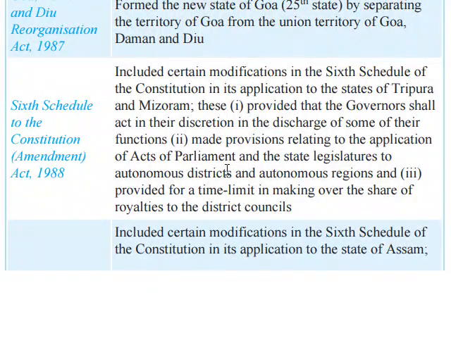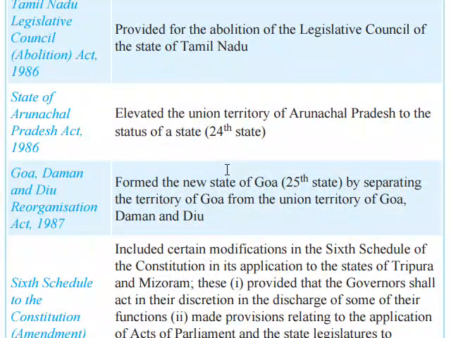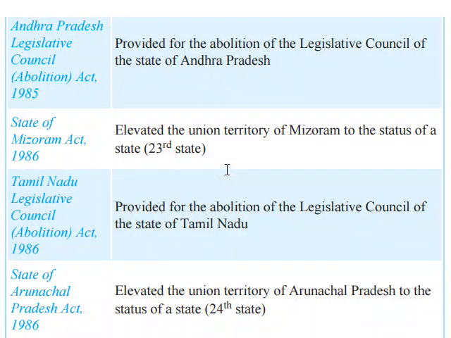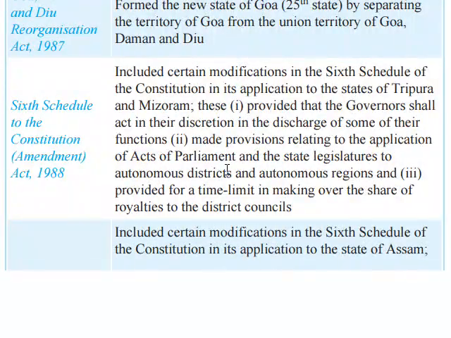6th Schedule to the Constitution Amendment Act 1988 included certain modifications in the 6th Schedule of the Constitution in its application to the states of Tripura and Mizoram. So: 1987 Goa, Daman and Diu; 1986 Arunachal Pradesh; 1986 Tamil Nadu; the state of Mizoram 1986; Andhra Pradesh 1985; and the 6th Schedule 1988 included.